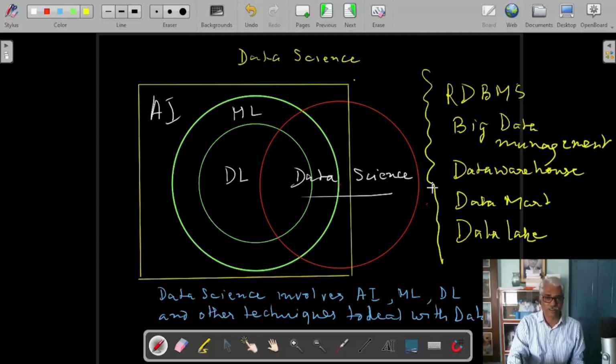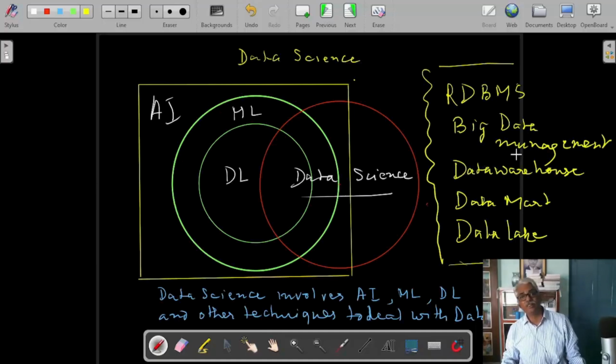which may not be directly about artificial intelligence, but it does involve more than that. That means how you are going to manage the huge amount of data that is needed for processing artificial intelligence related processes, or ML, DL and data intelligence and so many other things. So data science involves AI, ML, DL and other techniques to deal with data.